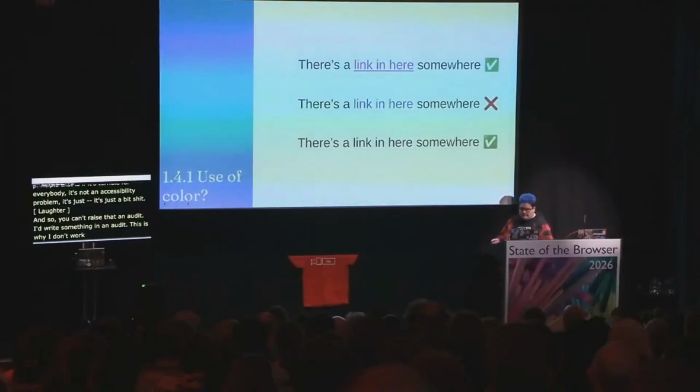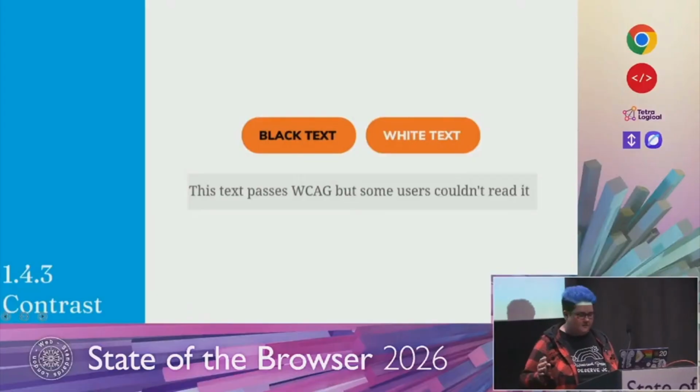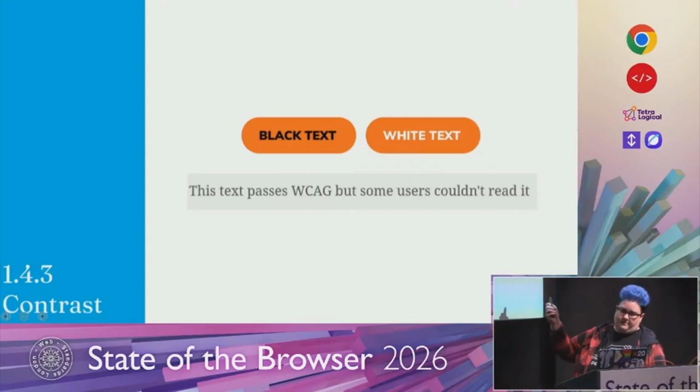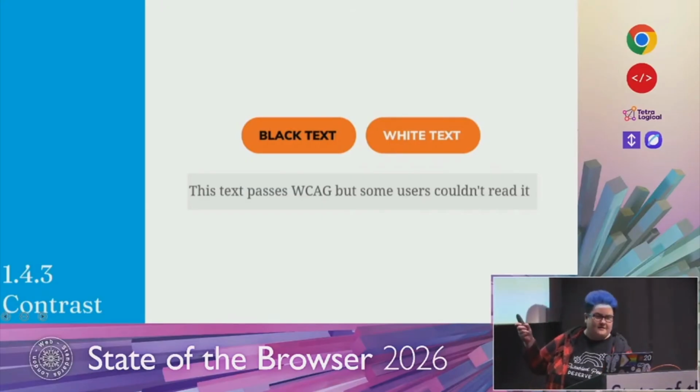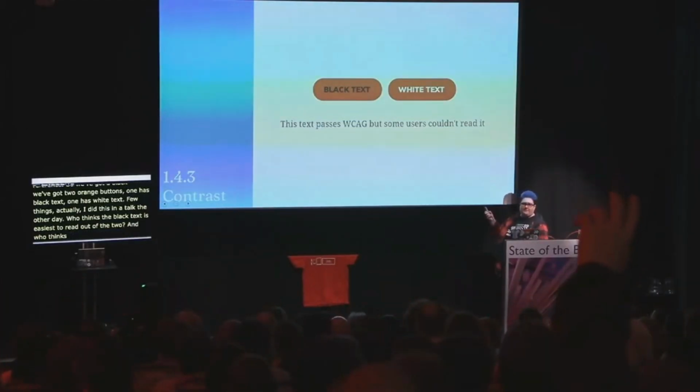So there's that. Contrast is another one. I've got links to all these things I'm going to reference. So we've got two orange buttons. One's got black text, one's got white text. I did this in a local talk the other day: who thinks the one with the black text is easiest to read out of the two? And who thinks the white text one is easiest to read? Ah, that's not WCAG compliant.